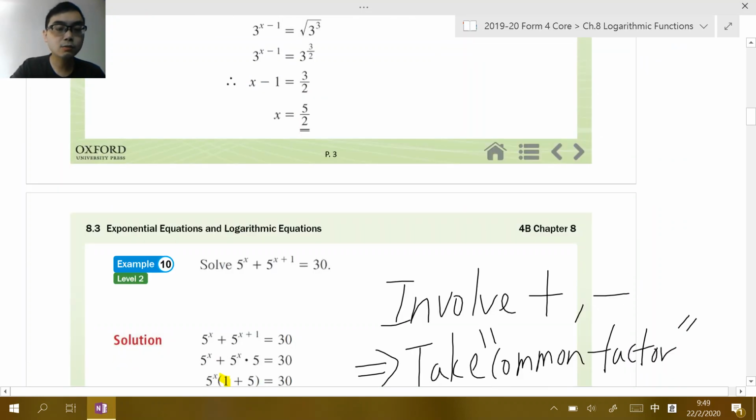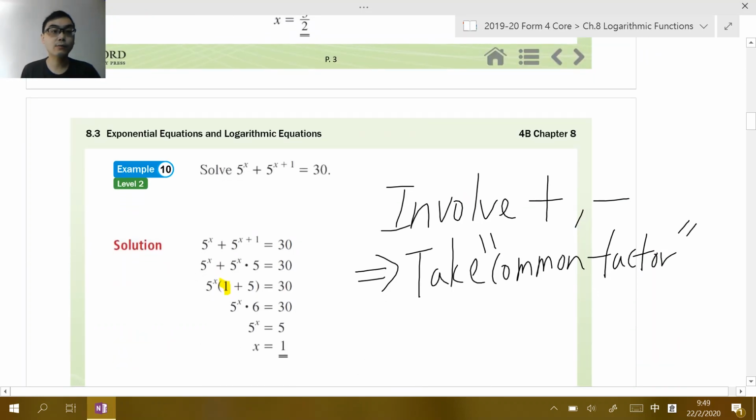Now we take a look at another kind of example, example 10. This time you can see on the left hand side there are two base 5 terms added together. Do remember that if the terms are added or subtracted with more than one term, for example here you have two terms on the left, you cannot just compare, because we can only compare when they are on the left and right, placed in different sides of the equation.